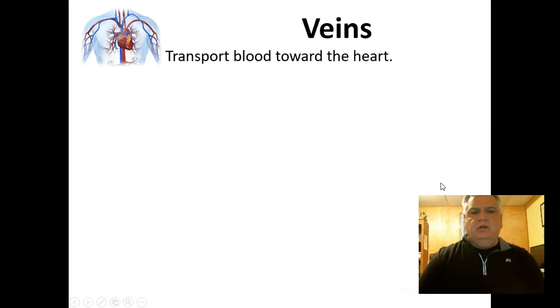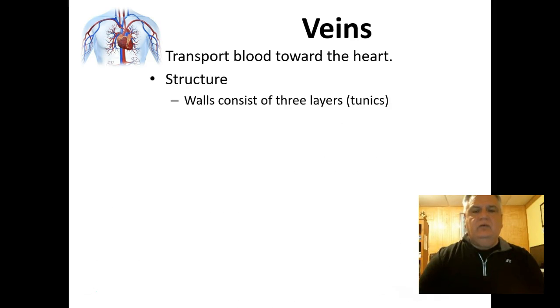First of all, whenever we look at the veins, remember the veins are going to transport blood toward the heart. With that in mind, the veins are going to be considered afferent, right? Because they're going to allow access of the blood to the heart. So let's take a look at the structure of the veins, and what we're going to see is that they have a very similar structure to that of arteries.